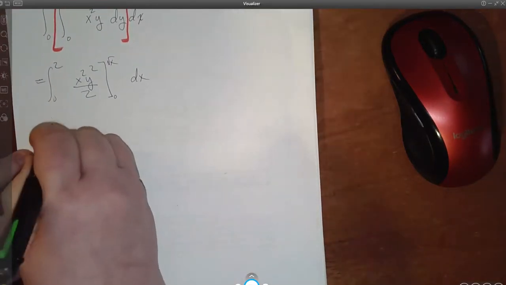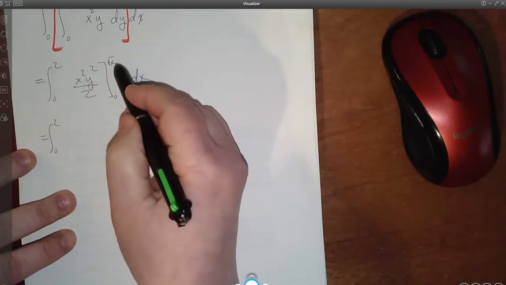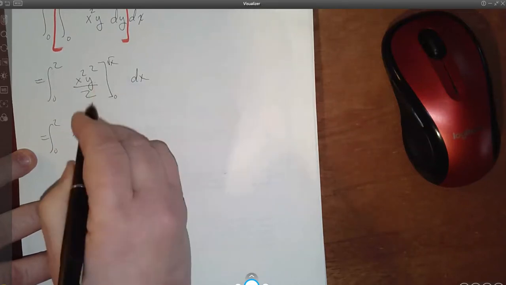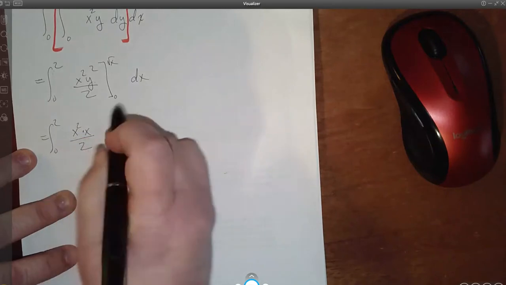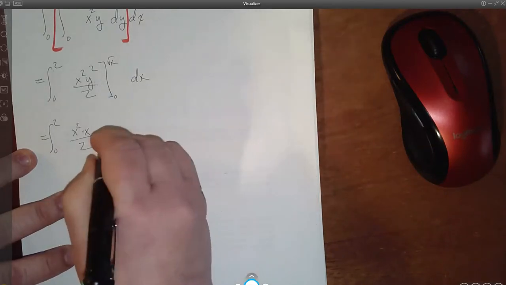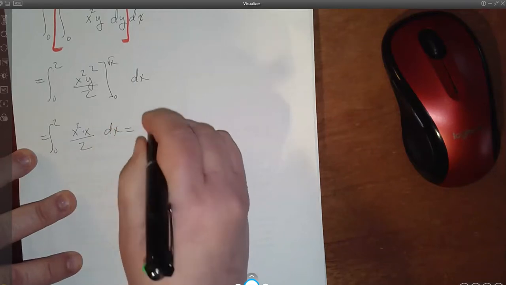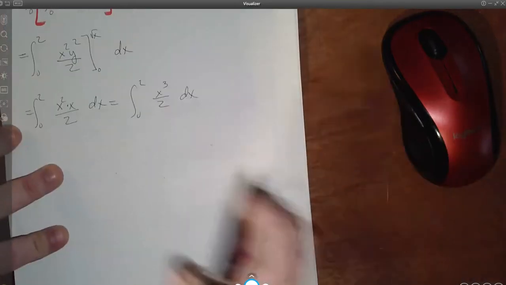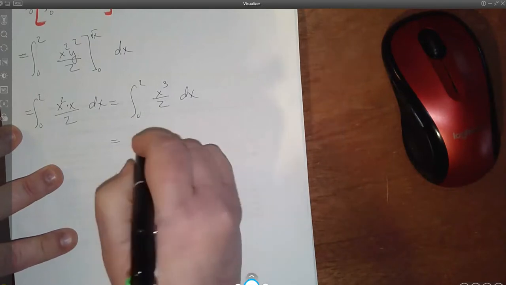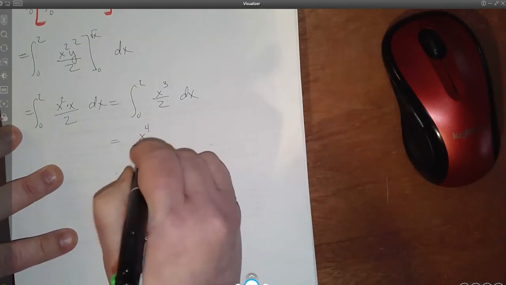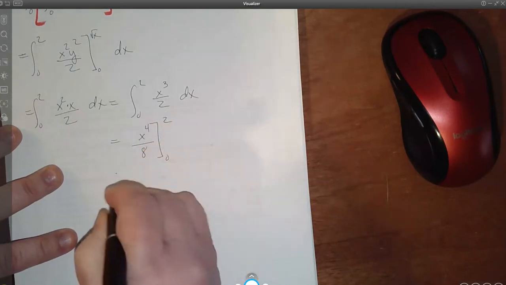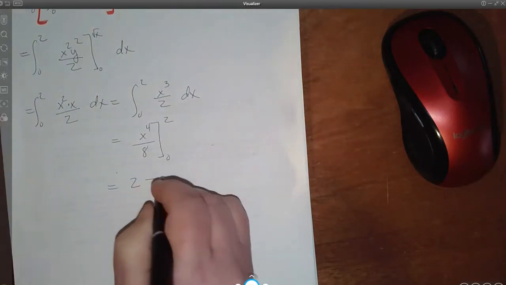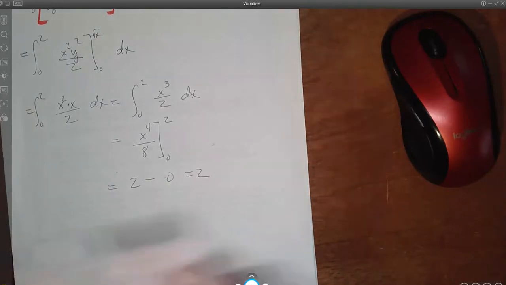So next I will plug in the square root of x for y, and then 0 for y. x squared times square root of x squared is x cubed. I plug a 0 in, I get 0. So I now have to integrate x cubed over 2. Integrating x cubed over 2 with respect to x, I get x to the 4th over 8, taken from 0 to 2. If I plug in the 2, 2 to the 4th is 16, so I get 2 minus 0, so my answer is 2.